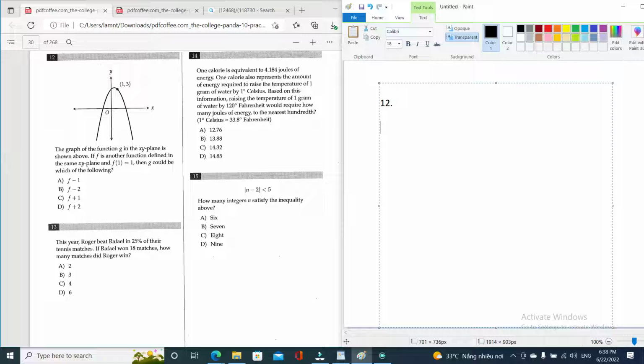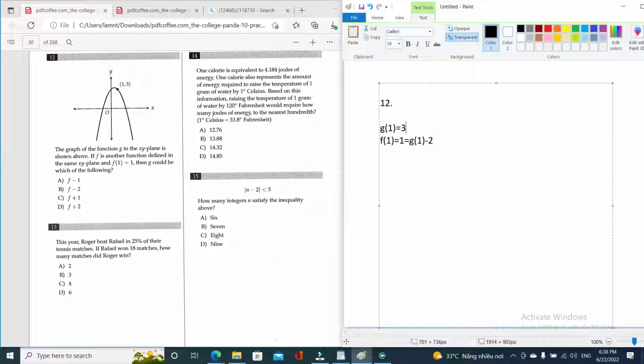Alright, so we know that g(1), from the graph, g(1) is 3. And now f(1) is 1, which is g(1) minus 2. So f(1) is 1.